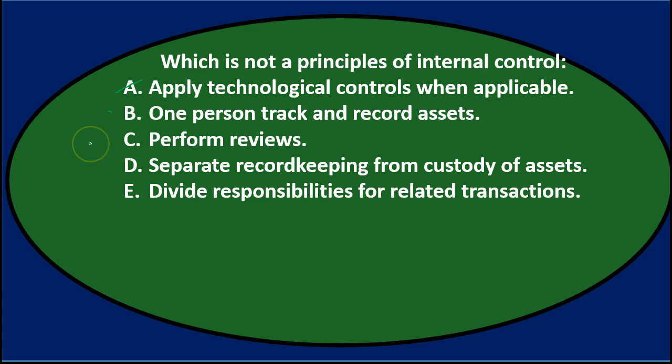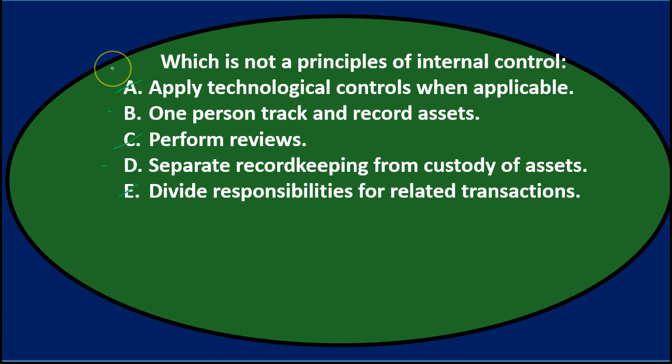That's going to be one of the things that we do within the internal controls. We're going to have a review process to see that the system is doing what it should or that we are in compliance with the system. D, separate record keeping and custody of assets. Note that B and D are kind of opposite of each other in a way, possibly not exact opposites, but I'll keep that for now. E, divide responsibilities for related transactions. And again, that's going to be one of the things we want to do. So I'm going to keep B and D just to compare and contrast the two.